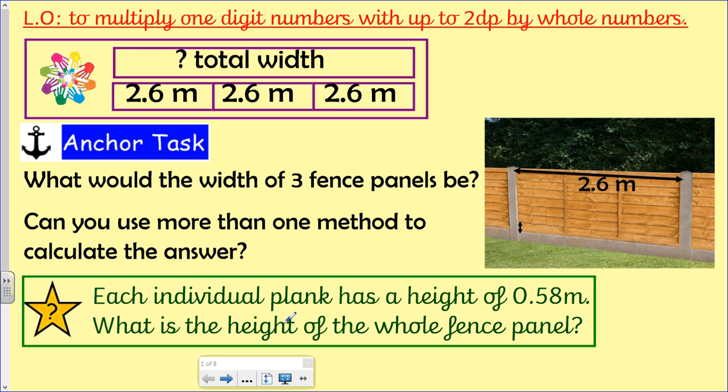Each individual plank has a height of 0.58 meters. I've tried to show that here: less than a meter, 0.58 meters. What is the height of the whole fence panel? You need to count how many of these individual planks there are, and then each one is 0.58. Think about your objective. Think about what you are going to do with those two numbers. Make sure you've paused and had a go, and I'm going to move on to the slide to go through it.